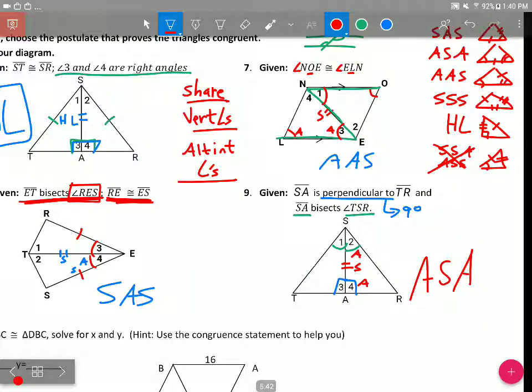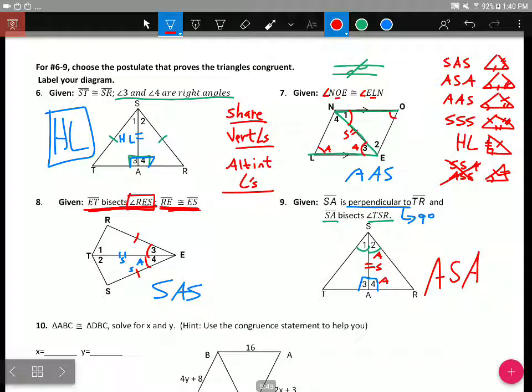Cool. How long is the video? 5 minutes. That's a good pausing point.